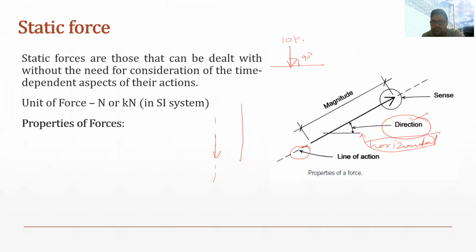If we say 10 kilonewton force, then this 10 kilonewton is actually the magnitude of the force, and the direction of the arrow is downward, so this is the sense of the force, which means it is a downward force. Similarly, there may be an upward force, so in that case the sense is upward. There may be a rightward force, in that case the sense is right. Okay, so this is how we can express our force, and we can see there are different properties of the force.